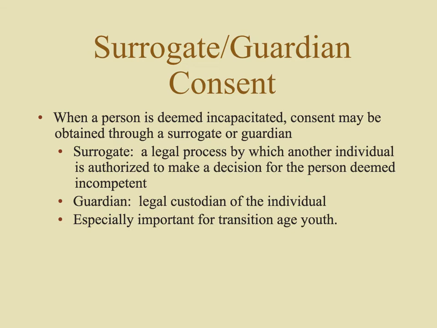If an individual is not capable of consenting, and by this I mean a court has decided they need additional protections, so this is not as much an arbitrary decision, but it's looking at needing additional protections, you can obtain consent from a surrogate or guardian. Surrogacy is a legal process by which another individual is authorized to make a decision for the person deemed incompetent.